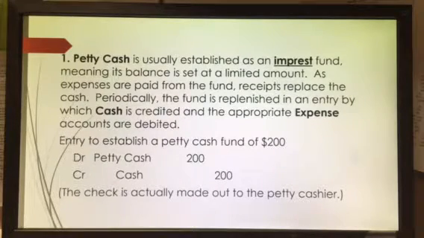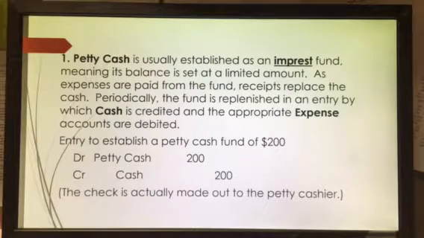Petty cash is usually established as an imprest fund. Now, petty cash is typically used in order to pay small bills because processing a check involves delays, but it also involves administrative time and effort. And so very often in a business you will have a petty cash fund.